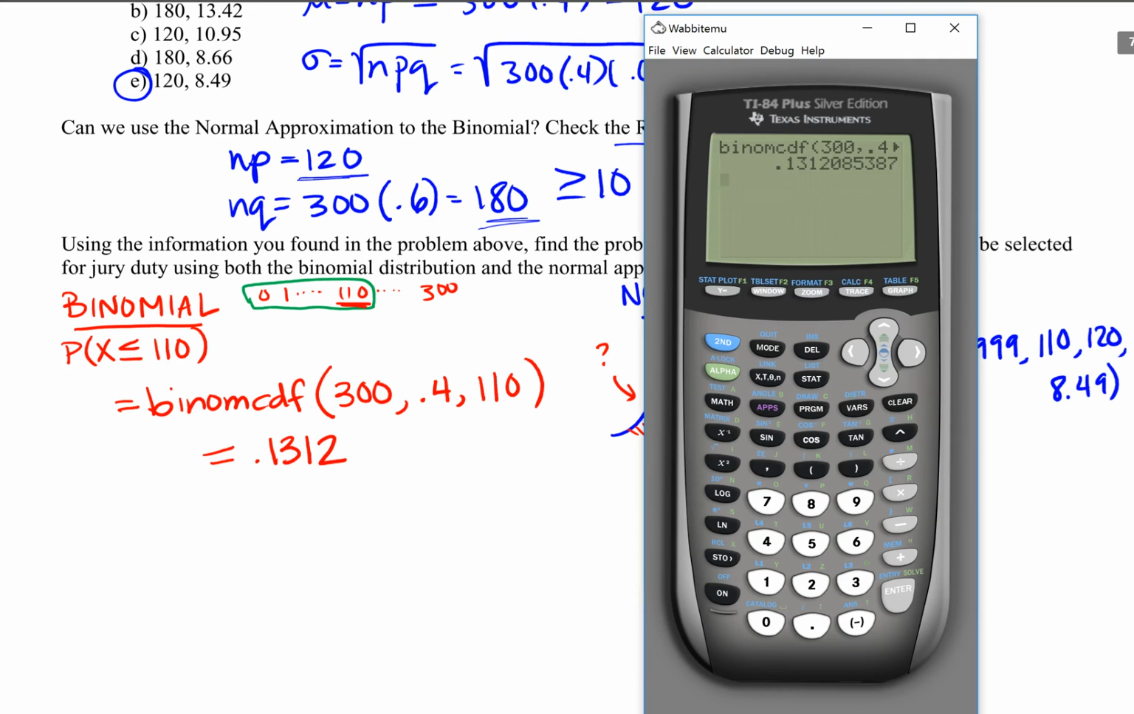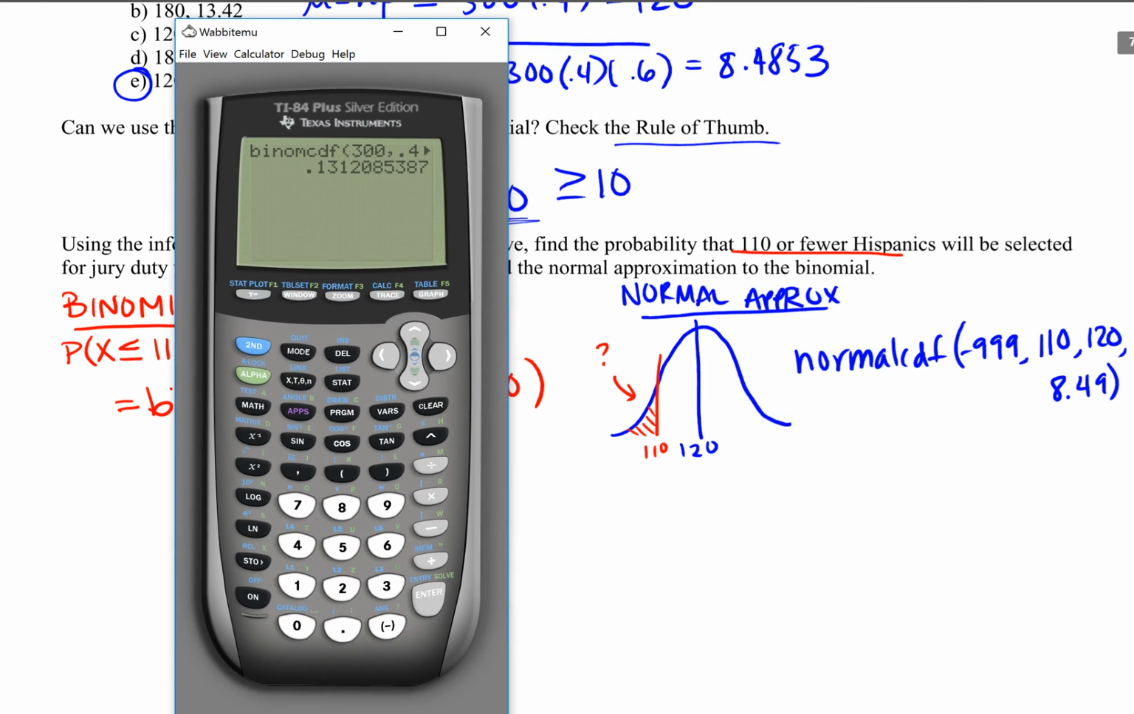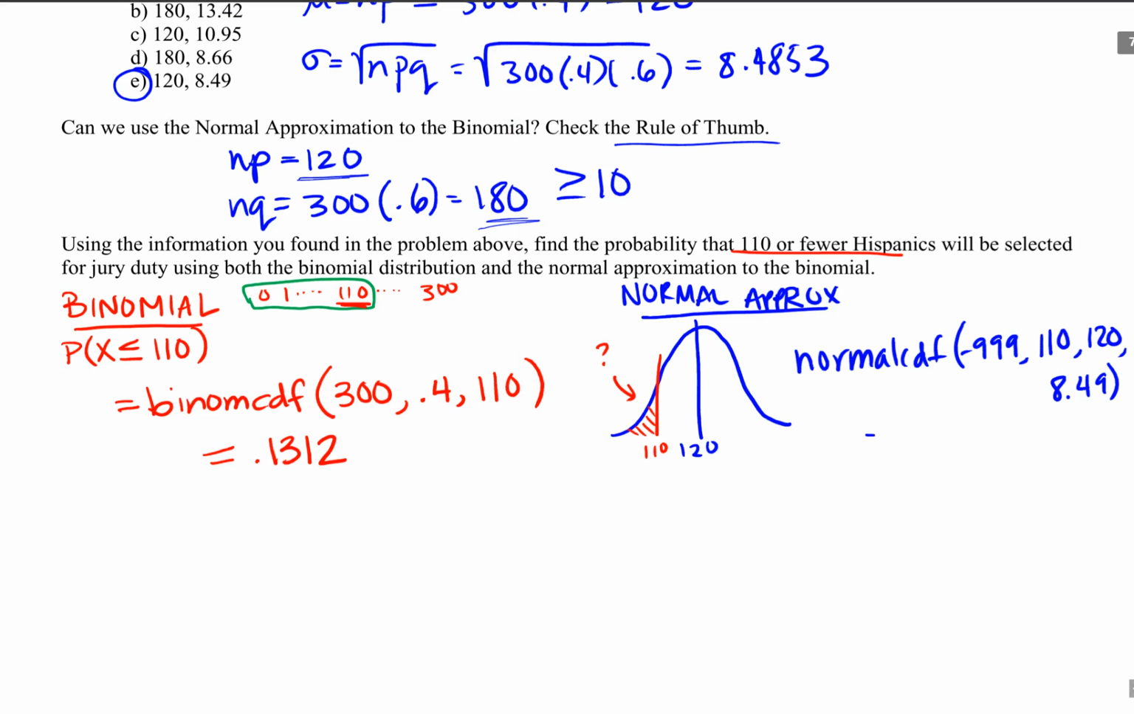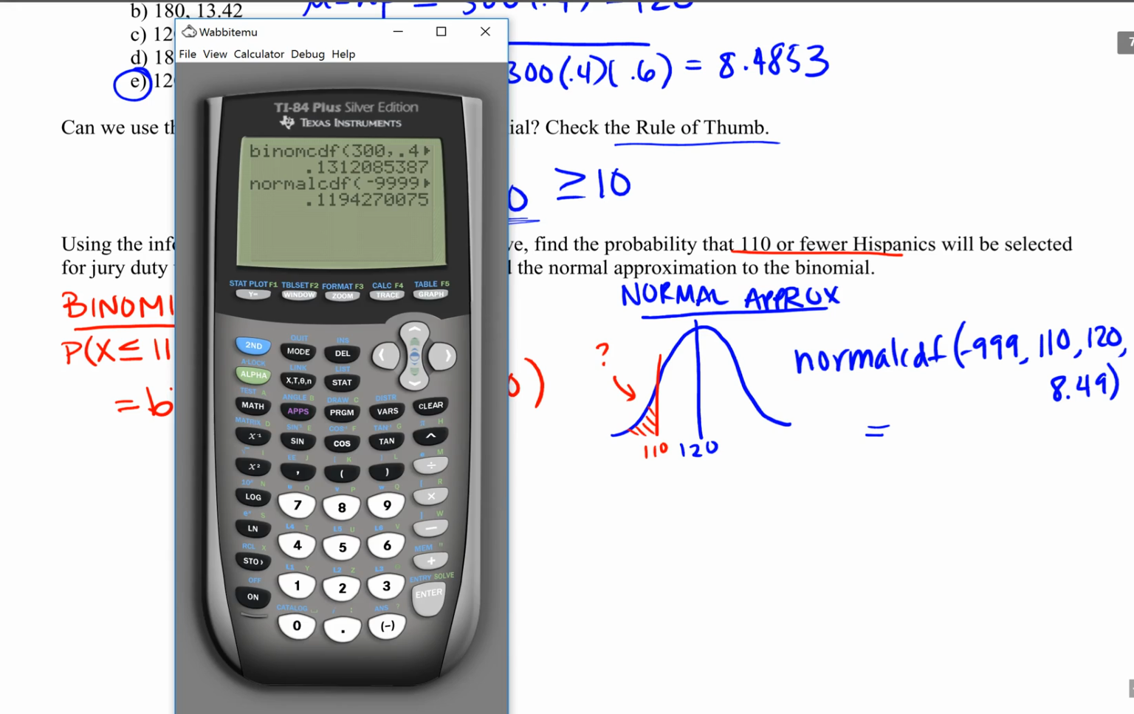Again, I can bring up my calculator, and this time instead of doing binomial, I'm doing normalcdf. Negative crap ton of 9s, 110, 120, comma 8.49. And now we get out this value: 0.1194.